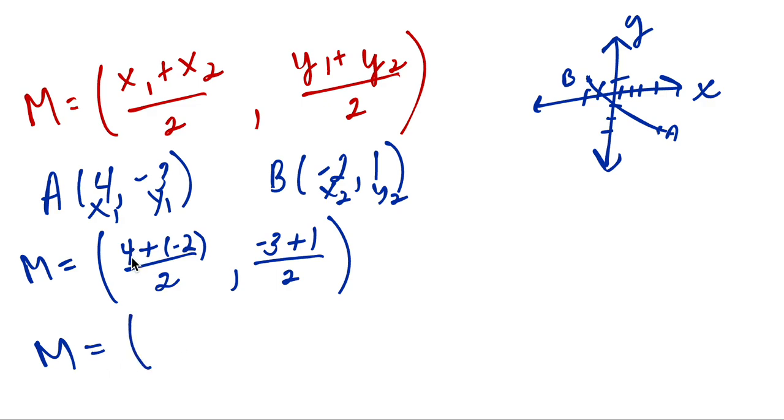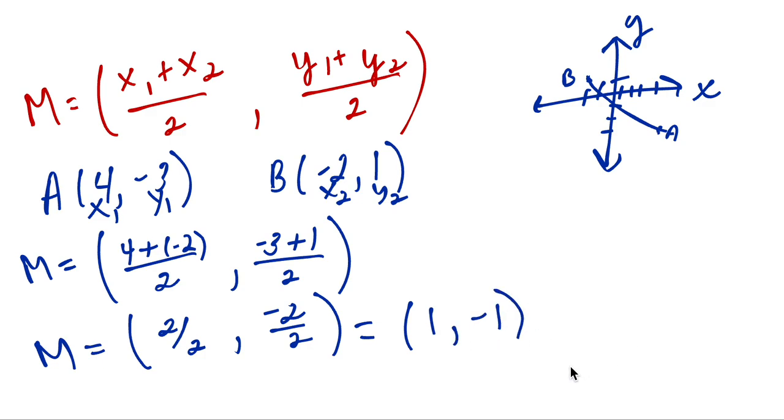I'm going to simplify. 4 plus negative 2, or 4 minus 2, is 2 over 2. Negative 3 plus 1 is negative 2 over 2, which gives me the ordered pair 1, negative 1. Now you might get halves here, which is fine. We can plot any of these points. So if this is my new x and y coordinate for my midpoint, it would be at 1, negative 1, right here. So this would be my M, the midpoint of my segment AB.